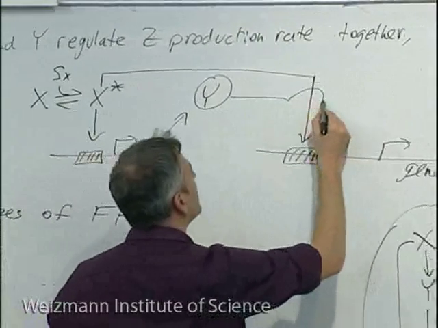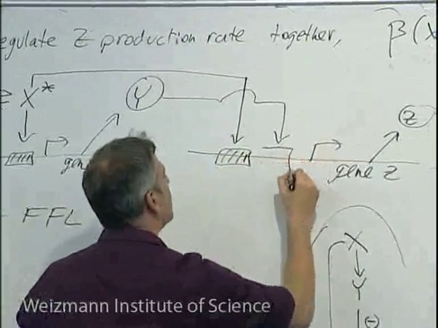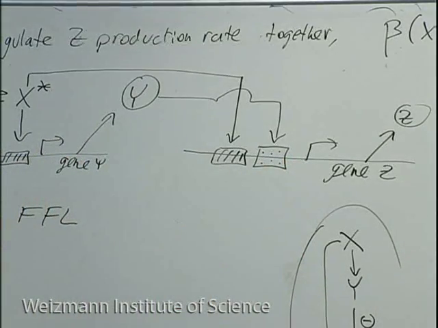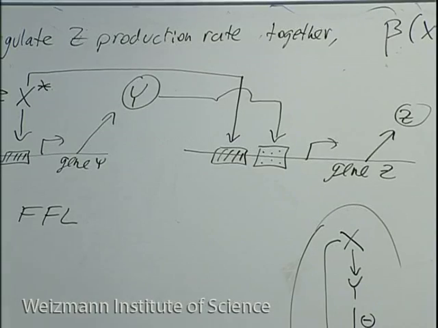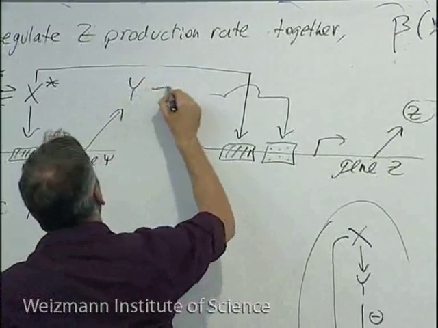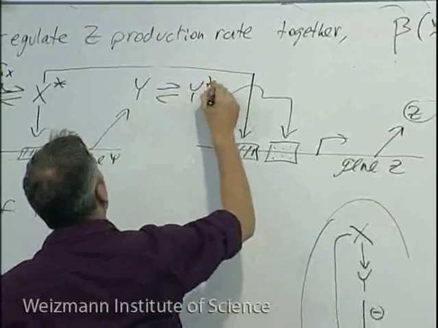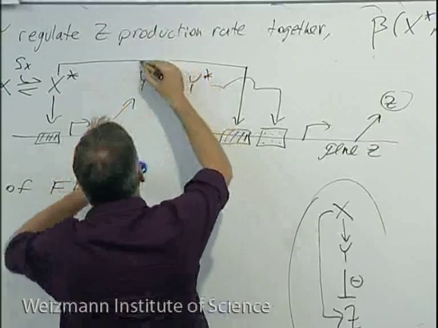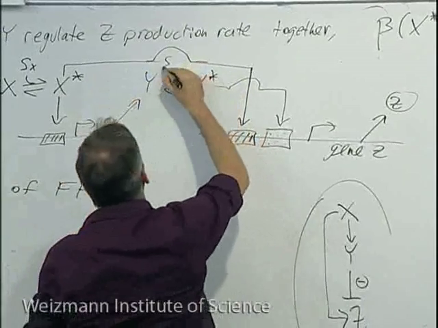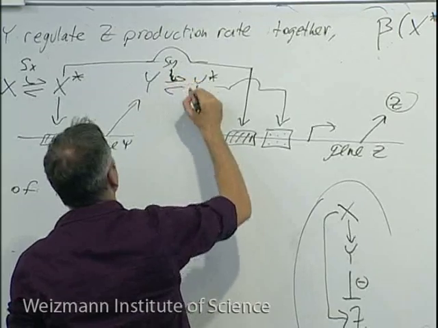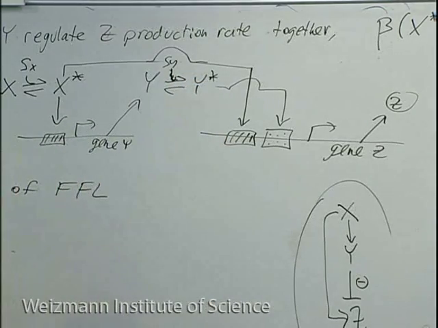And Y binds its own site with polka dots, let's say. But it also shifts between active and inactive, and it has a signal SY that pushes it. Exactly, it has its own signal.